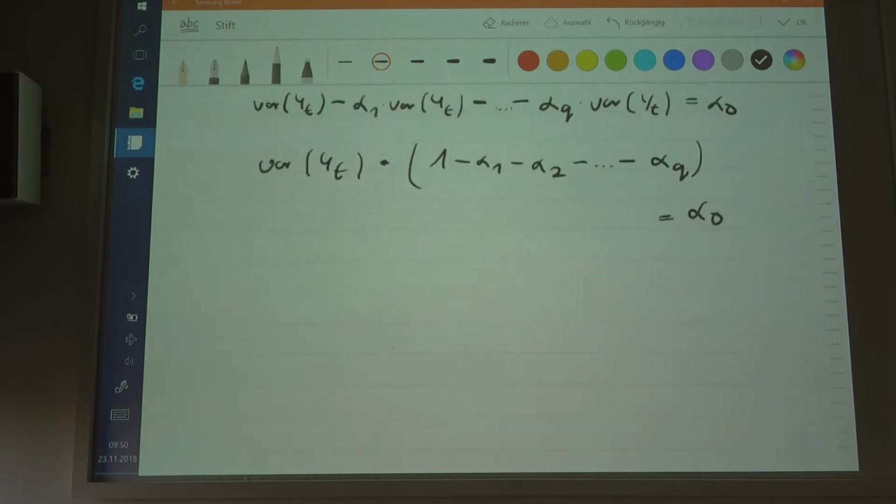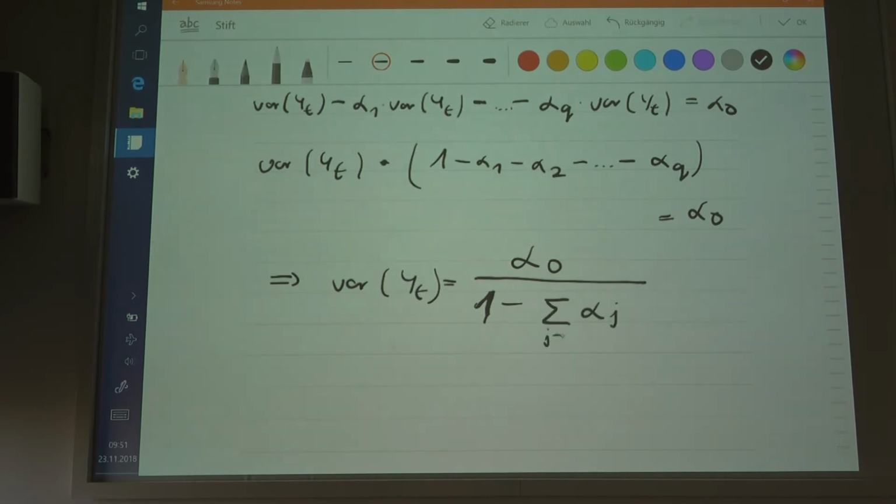is equal to alpha 0. So this implies that for the variance, this is alpha 0 divided by 1 minus the total sum of these expressions. Here you have alpha j's, where j starts at 1 and stops at q. That's going to be the variance of the process.